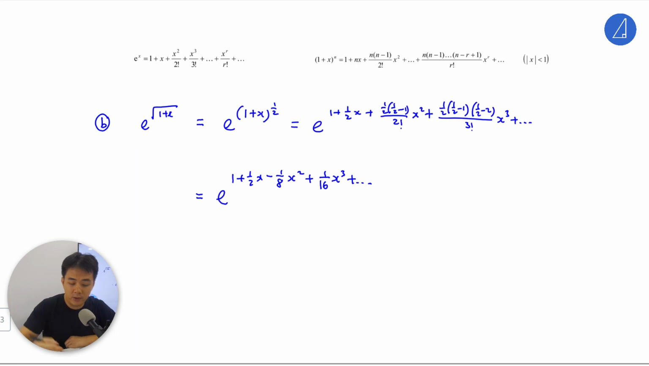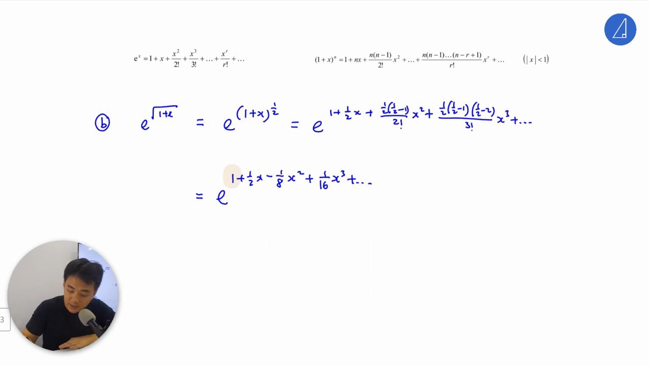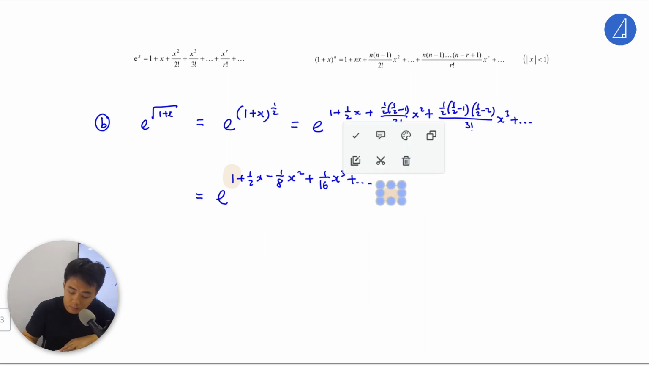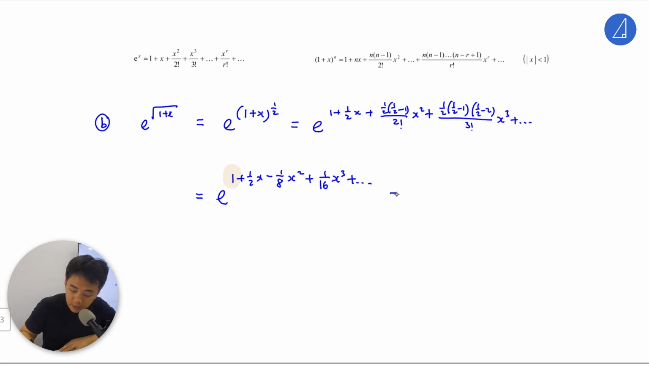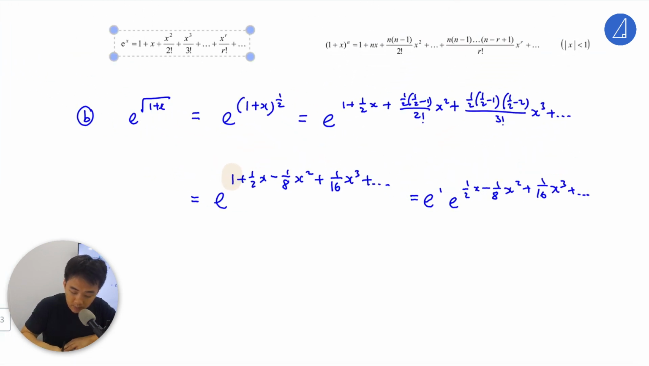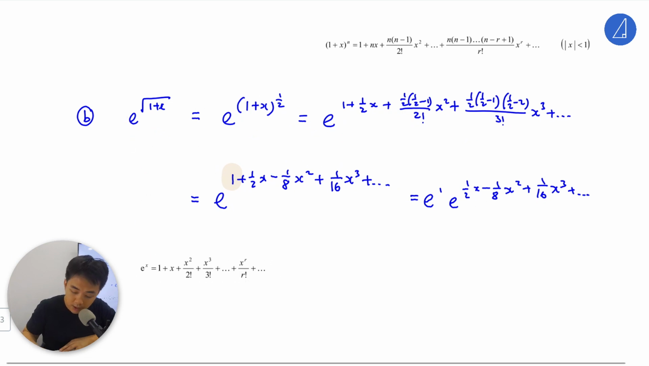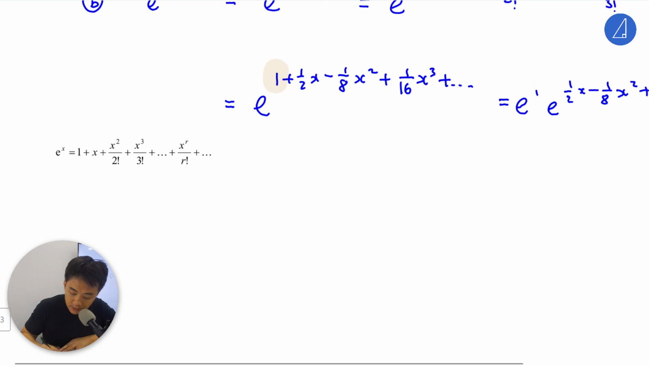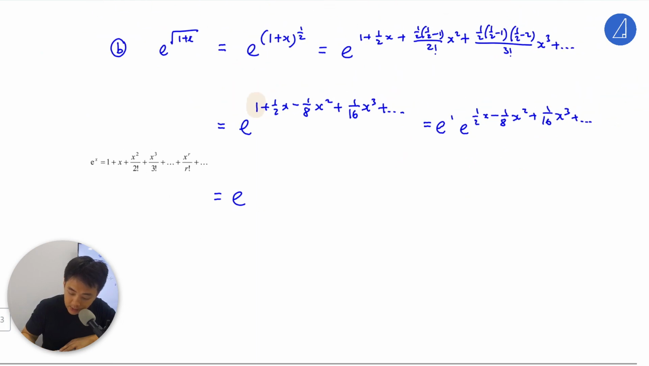Okay, look carefully at the standard series of e^x, right? We can't include the constant there. You cannot substitute the constant, so you need to separate it out. So separate this out, what we get is e times e to the power of half x minus 1 over 8 x squared plus 1 over 16 x cubed. The reason why we need to put this out is because we can't include a constant in the substitution. Okay, now what we need to do is just replace x with this whole thing here. So using this series expansion, I'll replace x with this whole chunk here.